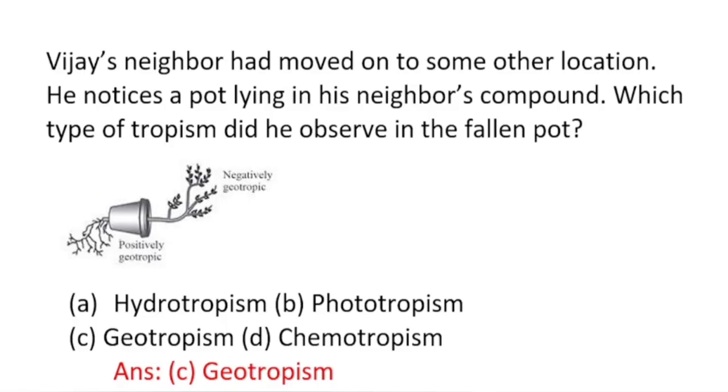Vijay's neighbor had moved on to some other location. He notices a pot lying in his neighbor's compound. Which type of tropism did he observe in the fallen pot? Diagram is given. You can see that the root is growing towards the ground, that is towards gravity, positive geotropism, whereas the shoot is growing away from it, that is negative geotropism. So here this is a classical example of geotropism.